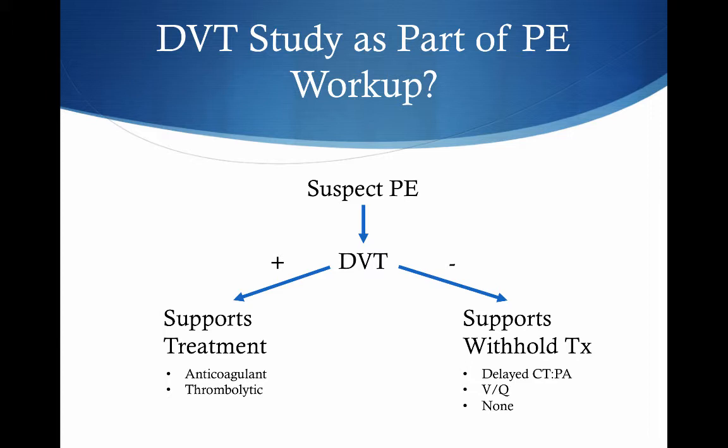The simplified algorithm is you have a patient where you suspect PE, right? Then you can do the DVT study as part of their workup. If that DVT study is positive, then that supports a decision to treat. What treatment you use depends on the rest of the clinical picture, but it might be an anticoagulant if they're not terribly sick, or it might support a decision to go ahead and administer systemic thrombolytics in a patient where PE is highly suspected and they meet other clinical findings that would suggest that IV tPA is the right therapy for them.